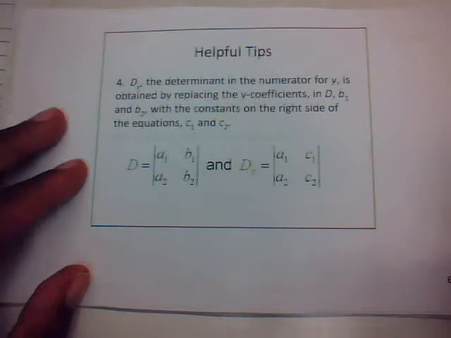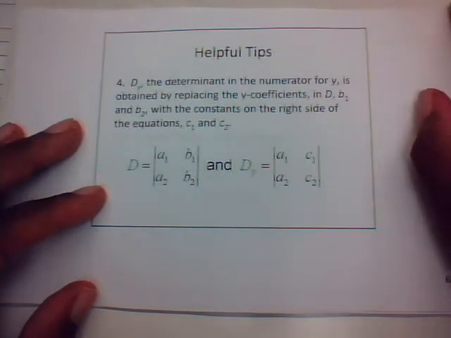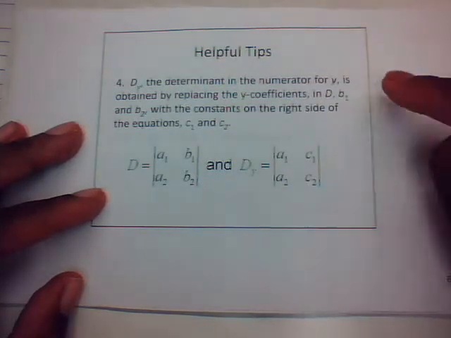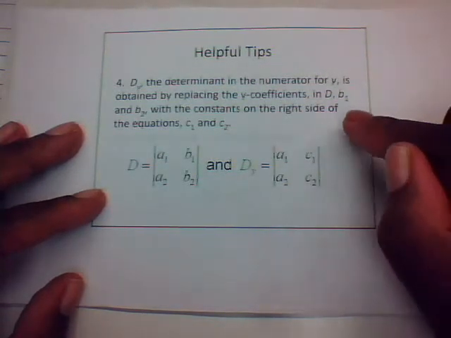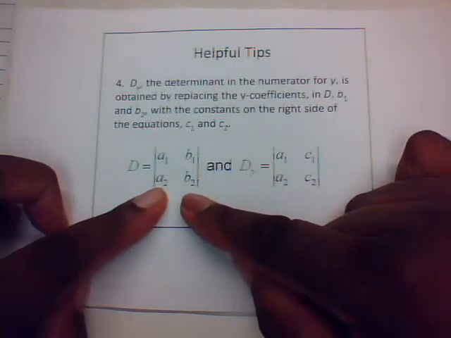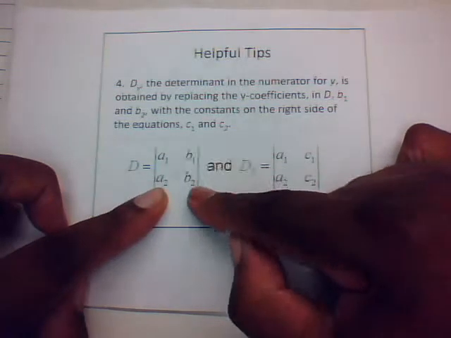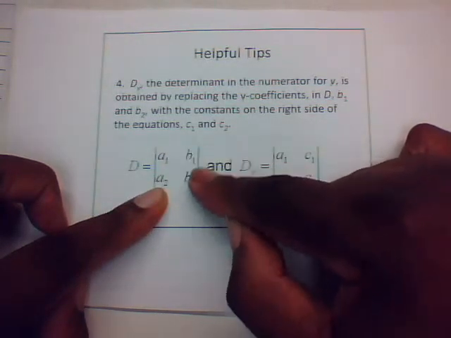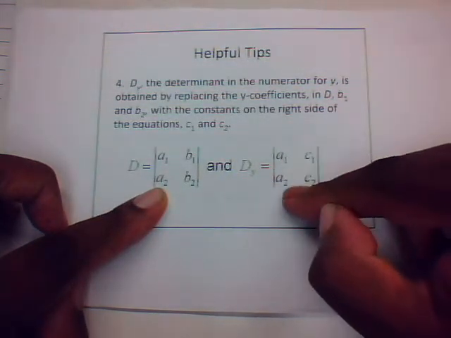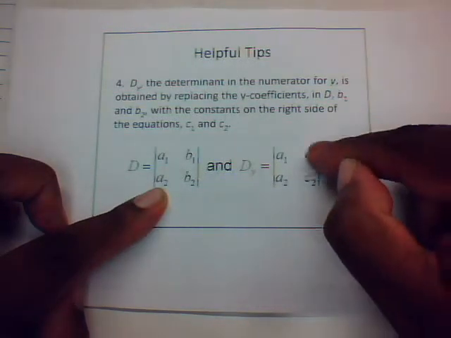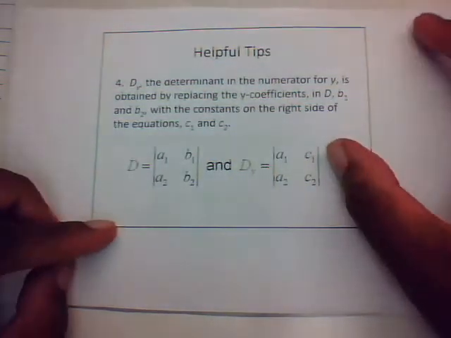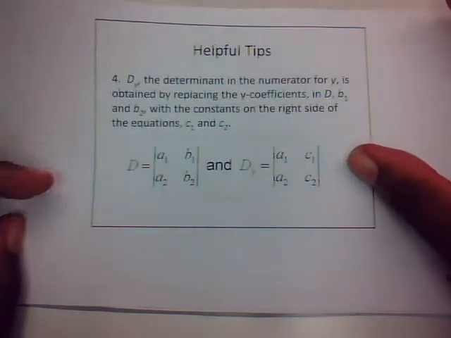And then the determinant for y, that's D sub y, the determinant in the numerator for y, is going to be obtained by replacing the y coefficients with your constants on the right side of the equations, C1 and C2. So this is D. So now you're going to replace these coefficients for y with your constants. So you still have A1 and A2, which are your coefficients of x. But for your y's, you're going to replace that with your constants C1, C2. That's what's going to give you the determinant for y.